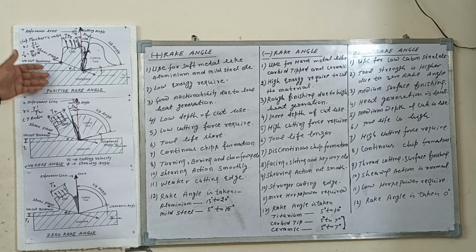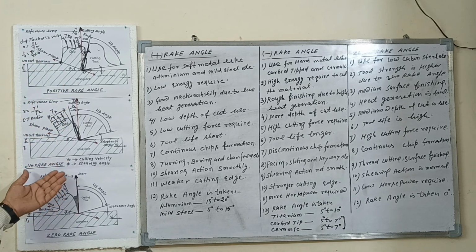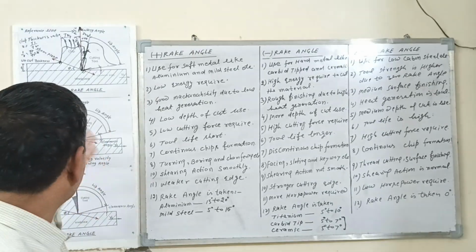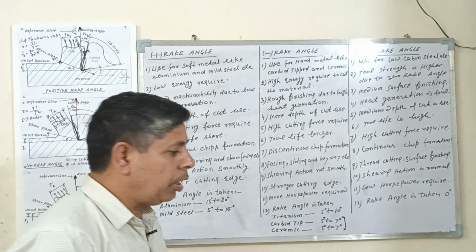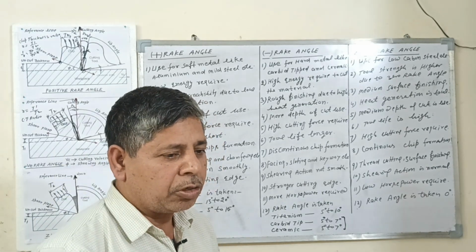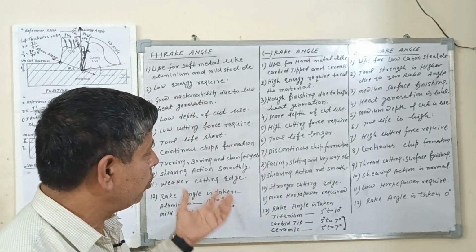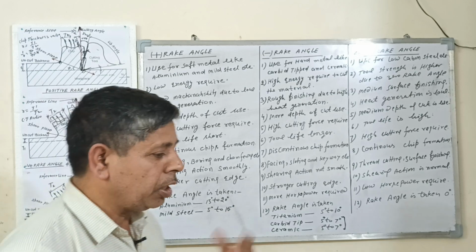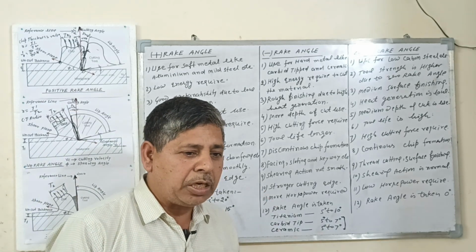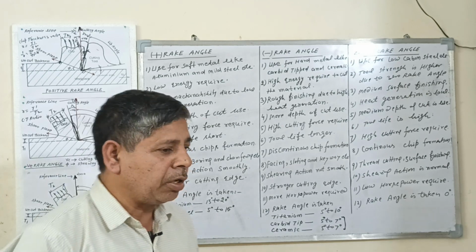These are the figures of the positive rake angle, the drawing of the negative rake angle, and the zero rake angle. Positive rake angle, negative rake angle and zero rake angle play a very important role in cutting the material and controlling the finishing on the workpiece. These tools are generally used in industries to make different types of objects at different speeds, to control good finishing.